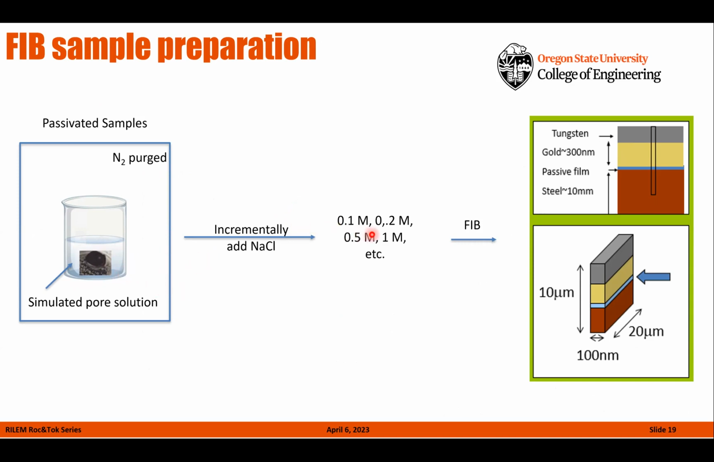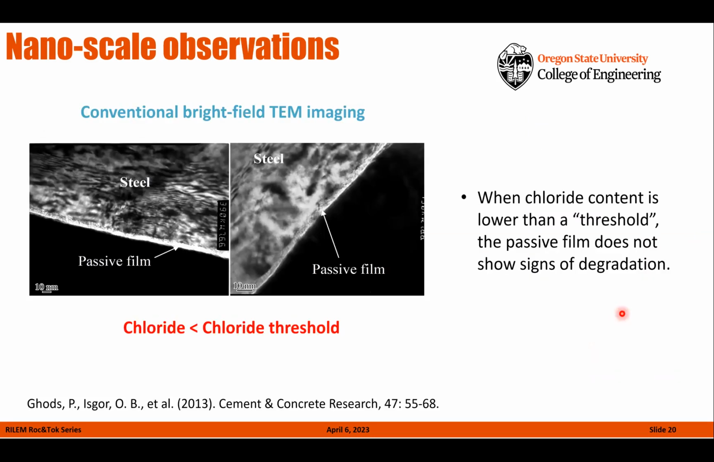Let's say you add 0.1 molar chloride and you wait for a couple of days, and you take a FIB sample and look at it under a microscope. Then you add 0.2 molar chlorides, wait a couple of days, take it out, do a FIB sampling and look at it under a microscope. You actually can see how chlorides interact with the passive film. And this is the conventional bright field TEM image for the passive film. When you add some chlorides to the film, but at a level where you don't expect depassivation, the breakdown of the passive film, you do these things in parallel to electrochemical tests.